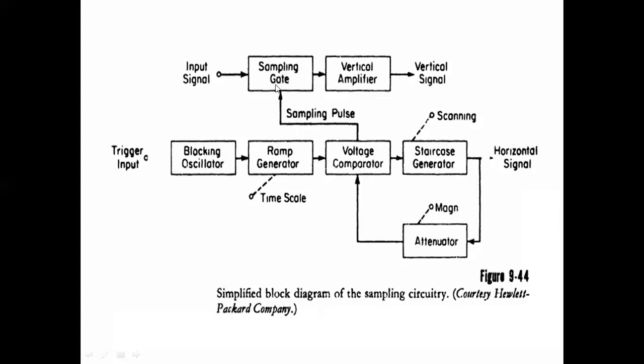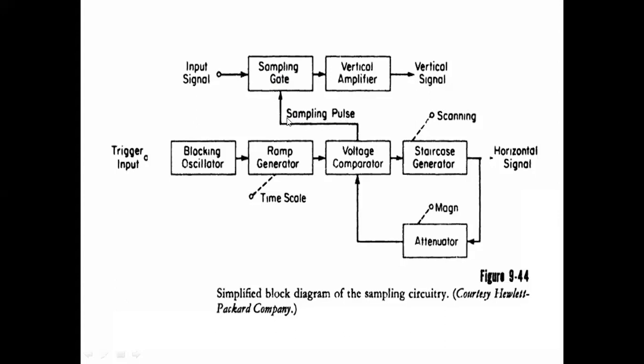When the sampling gate is opened, it means it is on. So when the sampling gate is on, it will produce the high voltage. Then the input signal which is applied to the sampling gate is connected to the vertical amplifier. When the sampling gate is off, the signal is disconnected from the vertical amplifier. This sampling gate opening and closing is decided by the sampling pulse.